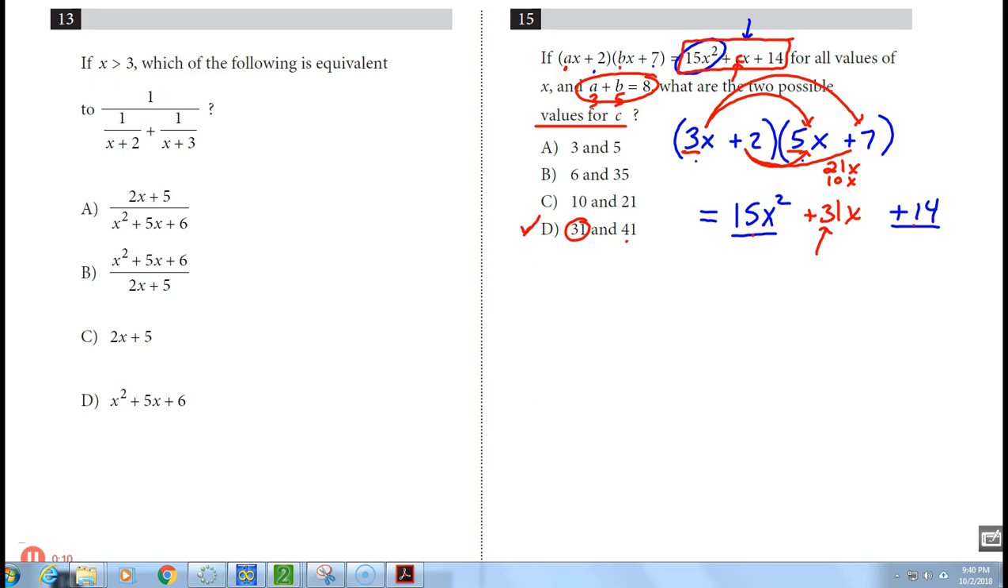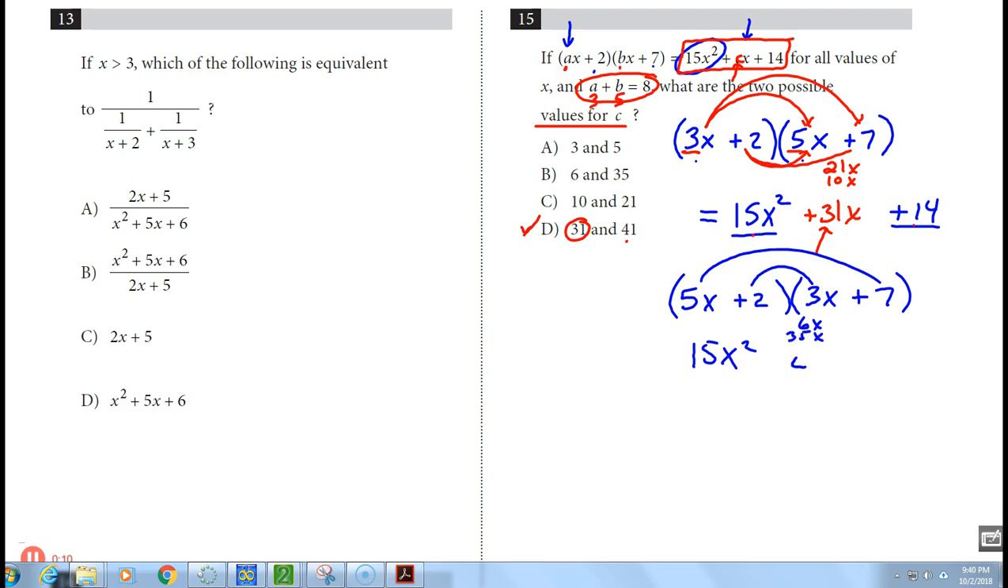How could that happen? Well, that could happen if I would have decided to maybe put the 5 in the front. So instead of starting off with 3x, maybe I put the 5 there. Because you might have wondered, why did he put the 3 first? If you would have done it the other way, and you would have switched the 2, that would have still come out to be 15x squared. But now I would have had 6x, and I would have had 35x, which combining like terms would give me 41x. And then my 2 and my 7 would be the 14 on the end. And I would have gotten a different answer, and that's where the 41 came from.